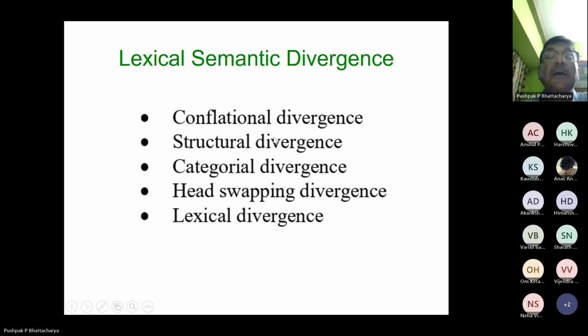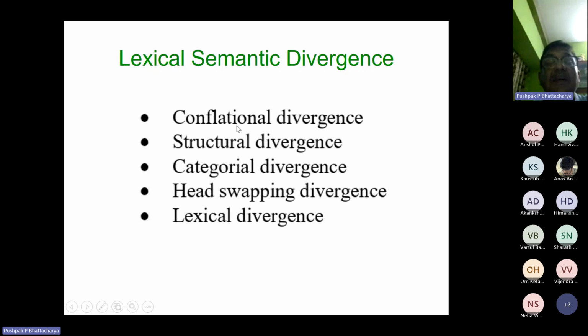Okay. Then lexical semantic divergence is concerned with words and their meanings, words and phrases and their meanings. There are these categories: conflational divergence, structural divergence, categorical divergence, head swapping divergence, lexical divergence. So all these are intricate work from the era of rule-based machine translation. We do not worry about them when you have huge amount of data and use statistical or neural machine translation.